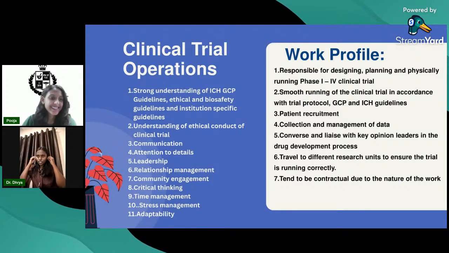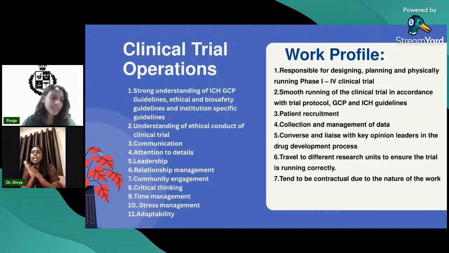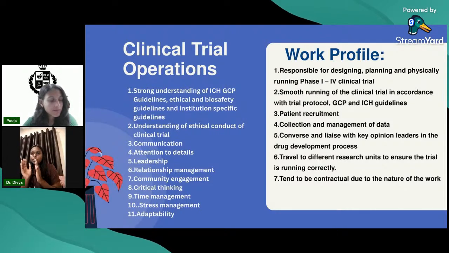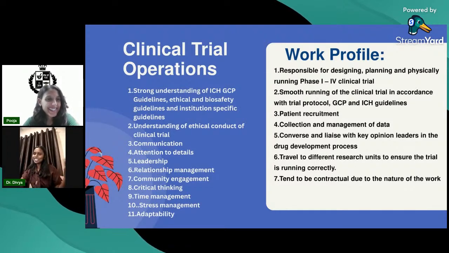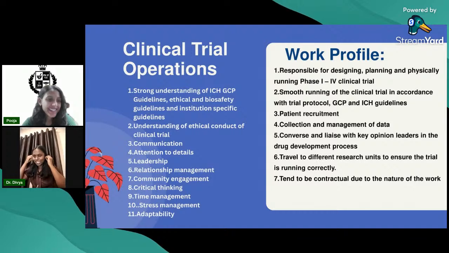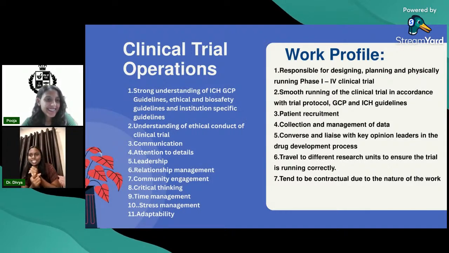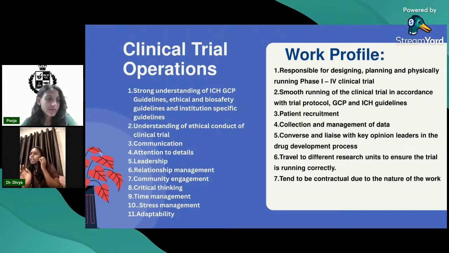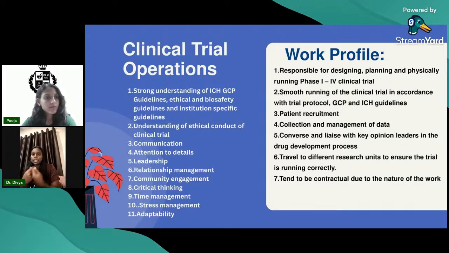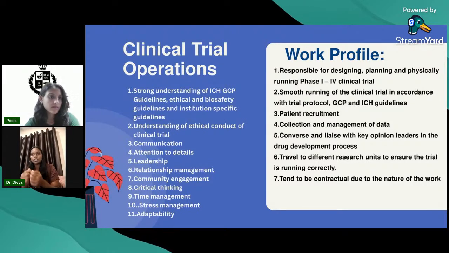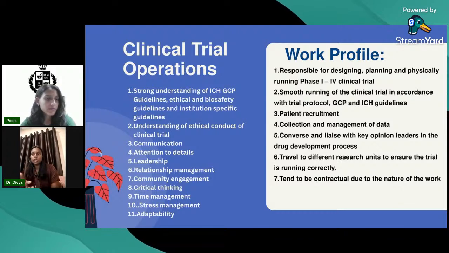Firstly, with your degree, you should understand ICH-GCP. If you are planning to come into clinical research, consider ICH-GCP as the Bhagavad Gita or the Bible. Just learn it by heart, nothing can happen without it. Then along with these ICH-GCP guidelines, you should be aware of ethical guidelines, biosafety guidelines, and institutional guidelines. I'm talking about the ethical conduct of clinical trials. These guidelines are set for the safety of the people who are participating in the trial and who are conducting the trial. That's why understanding these guidelines is very important.